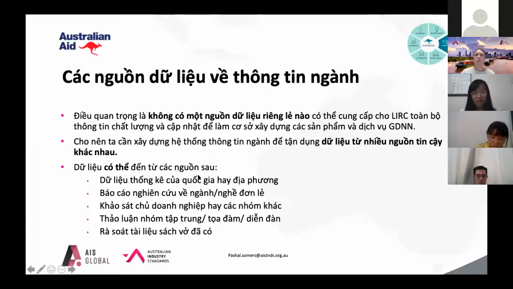Now, in Australia, we're lucky in the sense that we do have quite a rich repository of data sources. And in a few moments, I'm going to ask you to think about what you have in Vietnam that could become the basis of an industry intelligence model.